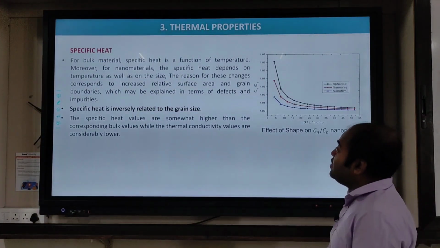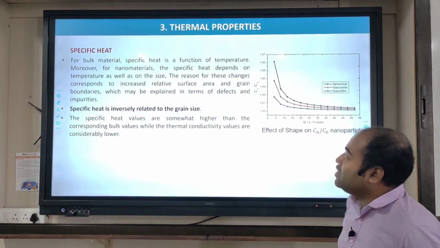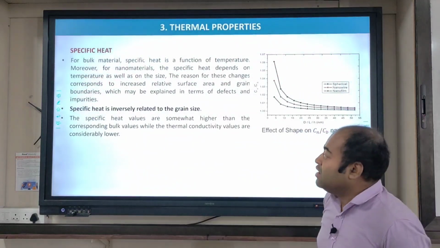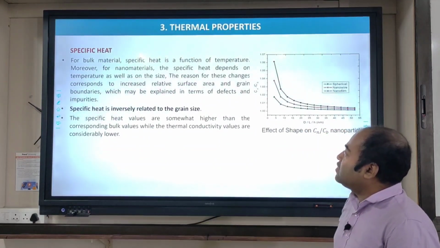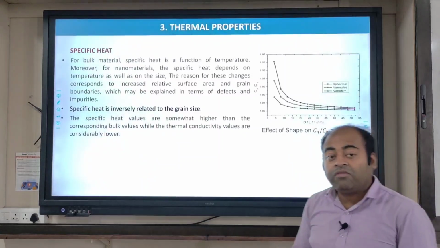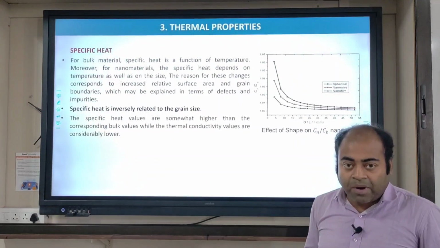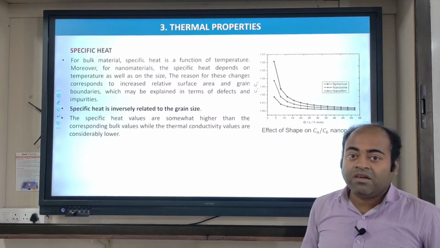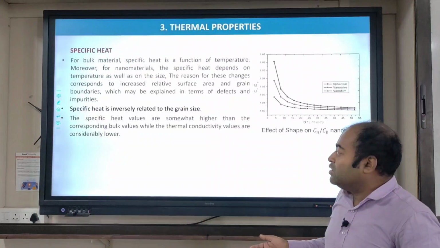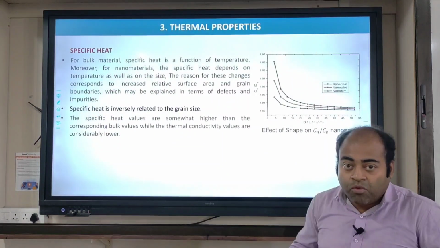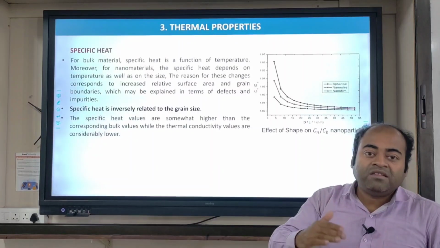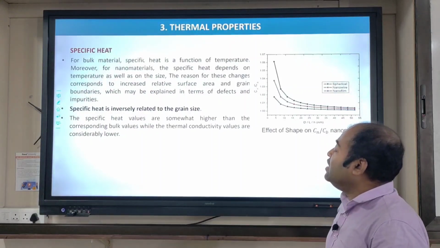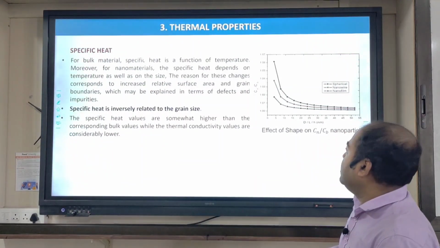Another thermal property is the specific heat. Now specific heat is inversely proportional to the grain size, that is, if the grain size reduces, then the specific heat increases. This can also be explained in terms of the particle size. If the particles are small, then there are more grain boundaries, there is more tendency of defects, and so that material can retain much more heat for the same change in temperature, and as a result the specific heat of the materials increases with reduction in the particle size.